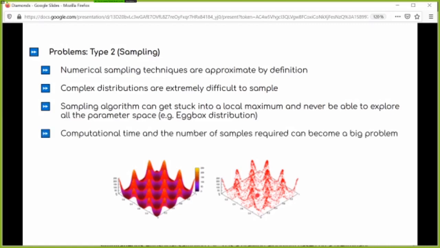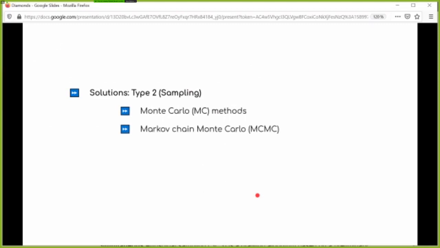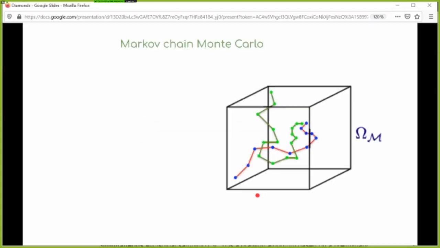So we need solutions, and there are three possibilities. The first one is the typical Monte Carlo methods, then the well-known and well-used Markov chain Monte Carlo, MCMC, and the one I'm dealing with in this presentation, the nested sampling Monte Carlo, NSMC. I would like to make a brief recap of Markov chain Monte Carlo to explain afterwards why nested sampling is different.